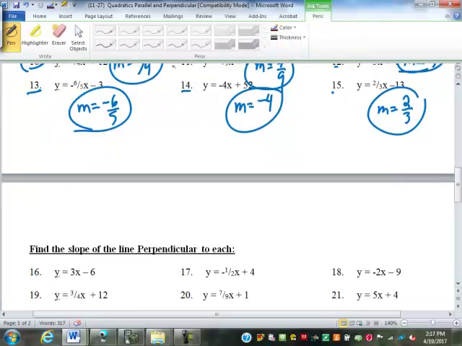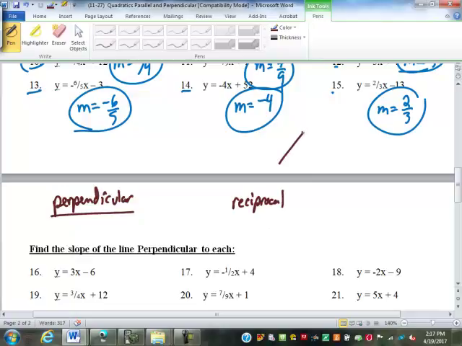Well, our next step here is we're going to talk about perpendicular. Remember, perpendicular, we exchanged the rise and the run, so it was a reciprocal.